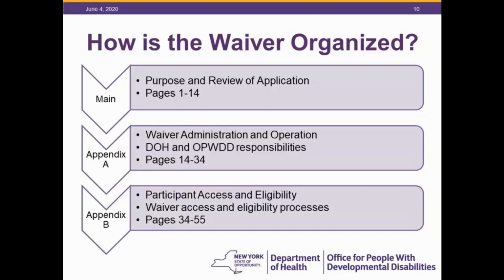The first appendix that we come to is Appendix A. That's going to cover waiver administration and operation, as well as DOH and OPWDD responsibilities, and that can be found on pages 14 through 34. Appendix B covers the areas of participant access and eligibility, waiver access and eligibility processes, and that information can be found on pages 34 through 55.